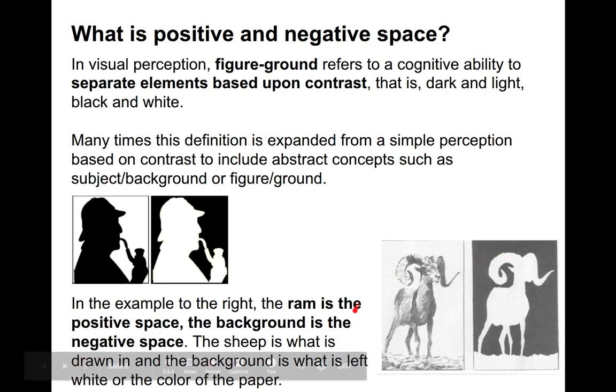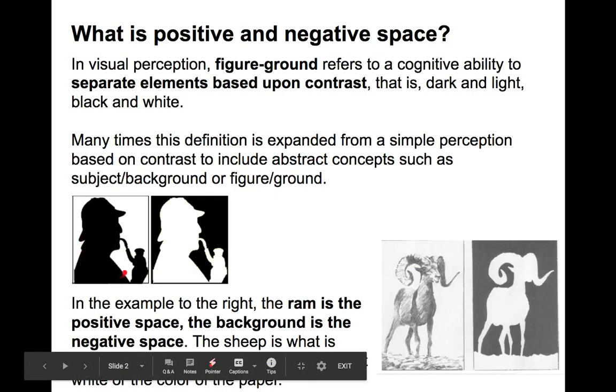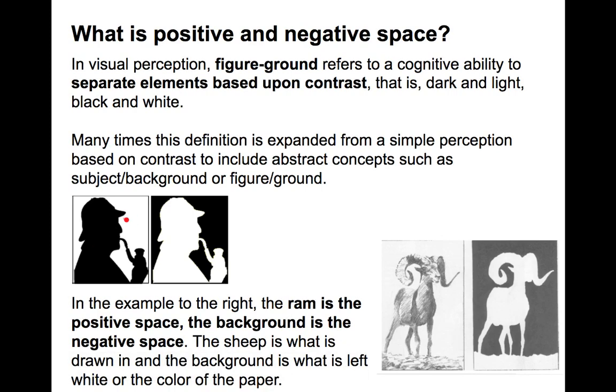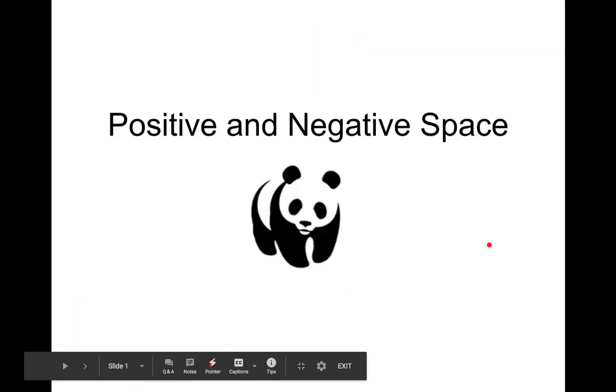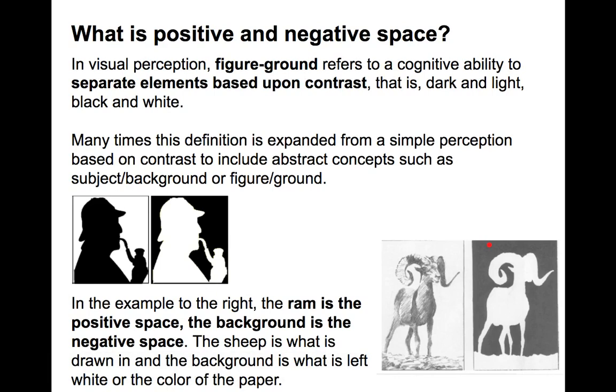So if you think about what's the subject of this, we have maybe Sherlock Holmes or some detective smoking a pipe, and the background is here. Well, the subject now is white and the background is black. Here the subject is the RAM, and the background we assume is the space behind. But positive and negative space drawings often play with the figure ground relationships. So here in the RAM, you see only the background is drawn.